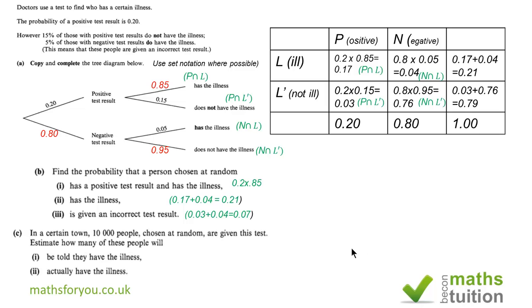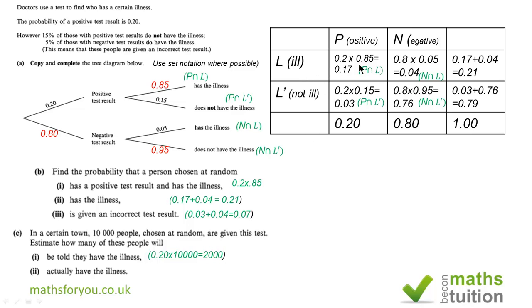Moving on. Now, we've got 10,000 people in the town, and we want to estimate the number that will be told that they have the illness. Now, presumably, if anyone tests positive, he or she will be told that they've got the illness. So the number is going to be 0.2 times 10,000, and we're going to get 2,000.